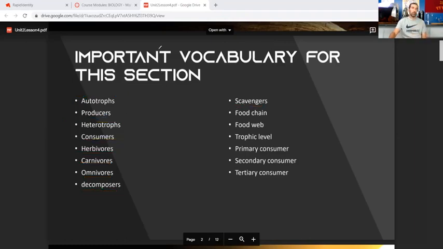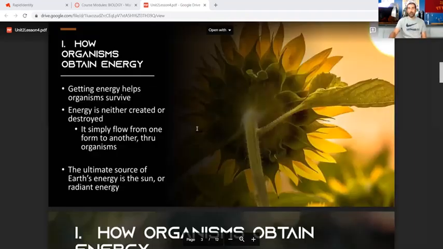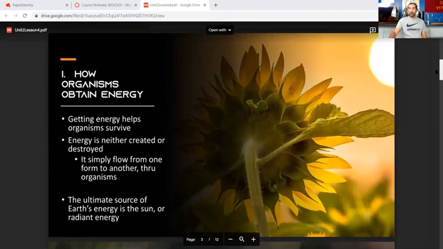Let's start with the autotrophs and producers. You see a picture here of a sunflower, right?